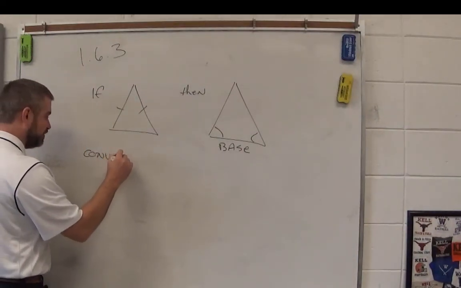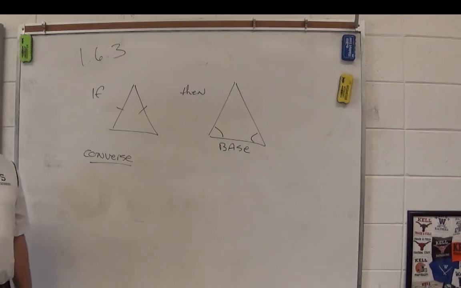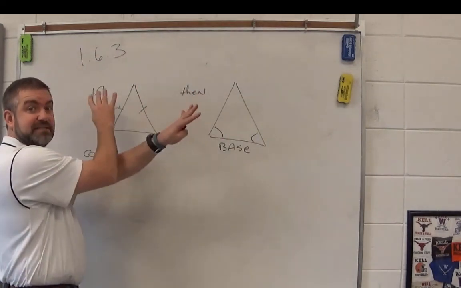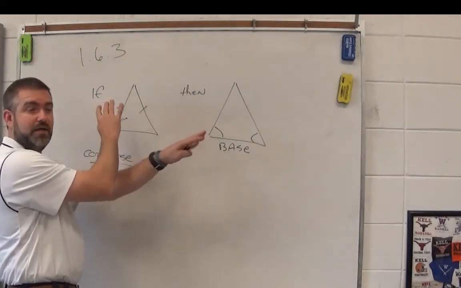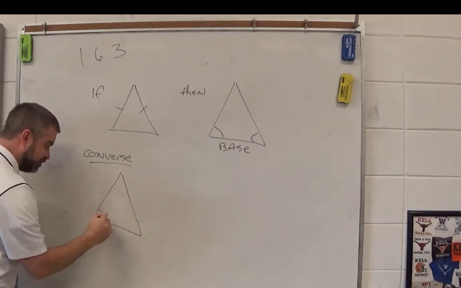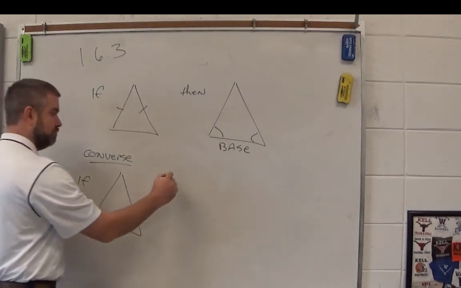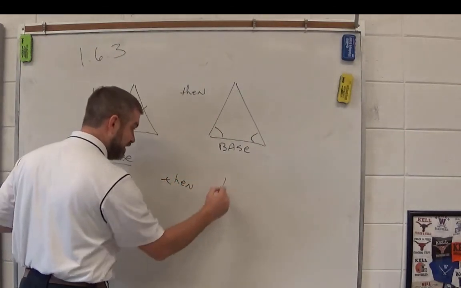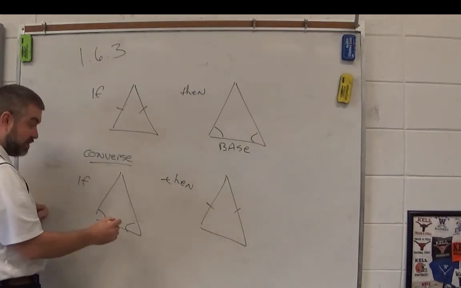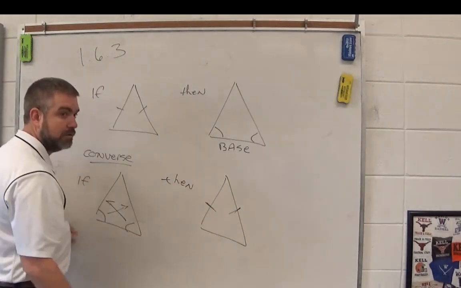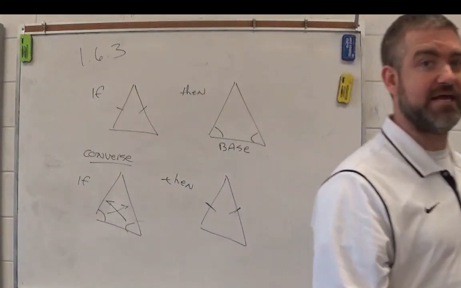The converse of this statement is also true. What does it mean when we say the converse of a theorem? If that's true, then this is true. We swap the hypothesis and the conclusion. Exactly right. So if the base angles are congruent, then what must be true? Then the legs opposite of those angles, that leg and that leg, are congruent. Okay, this is the base angle theorem.